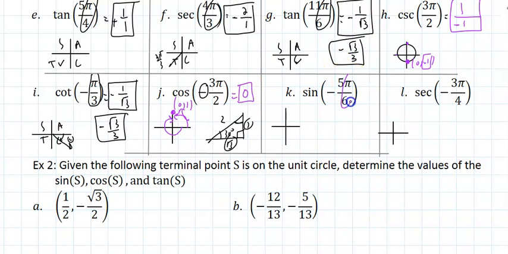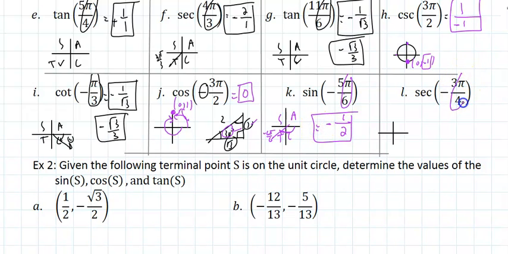Pi over 6, 30 degrees. There's 30 degrees. Opposite over hypotenuse. Where's negative 5 pi over 6? This is negative 6 pi over 6. So negative 5 pi over 6 is right there. And in this quadrant, only tangent is positive.